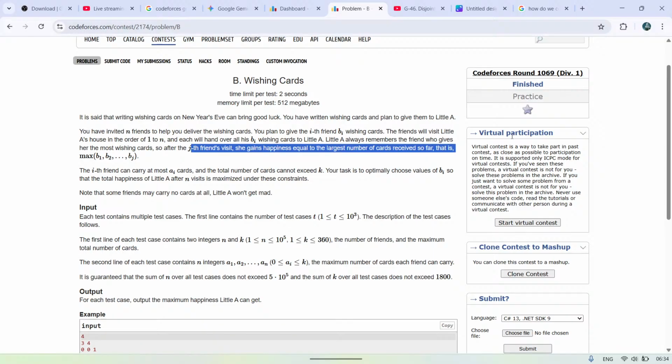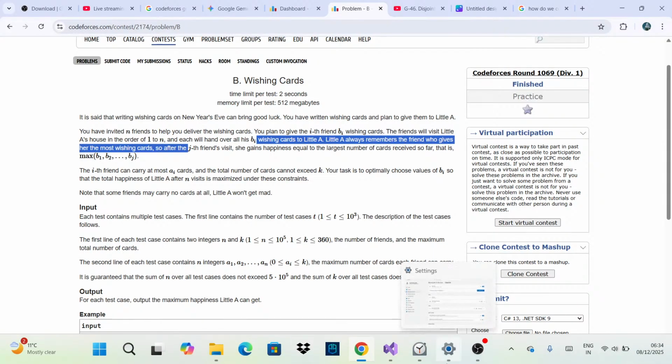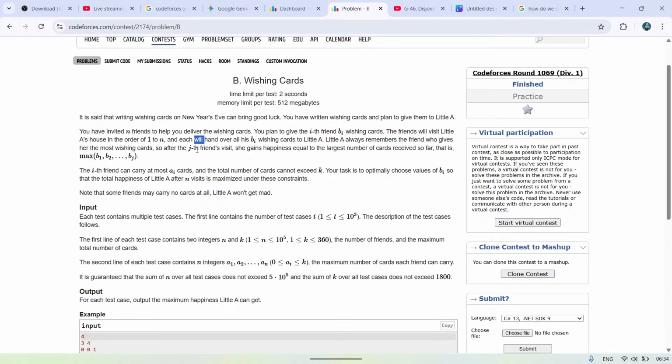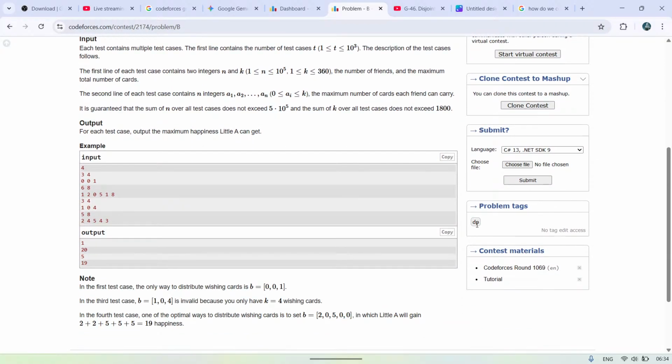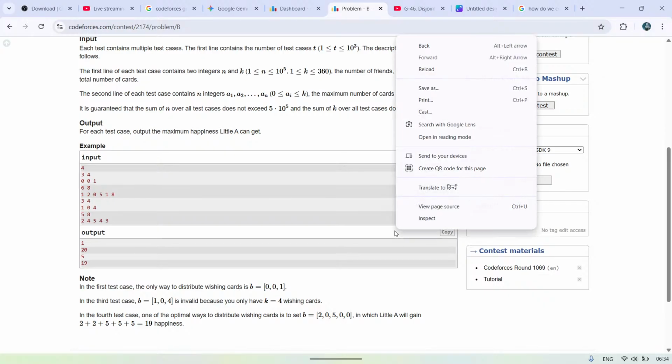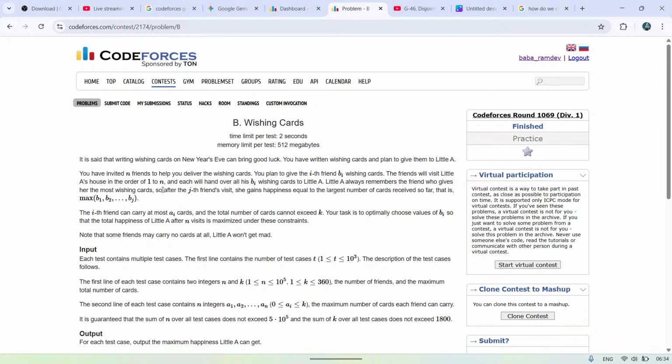Okay, got it. I thought I could give all the cards to one person, but no, that would not be the case here. And since we can see from the problem tag that it's a dynamic programming problem, we have to think from that perspective.